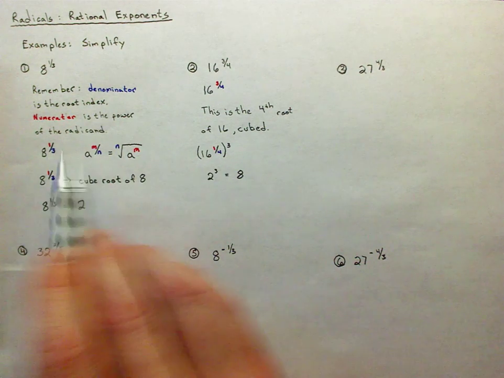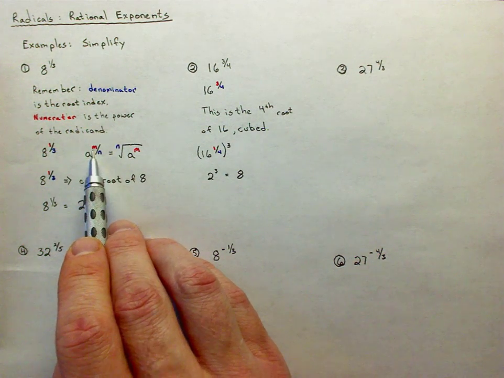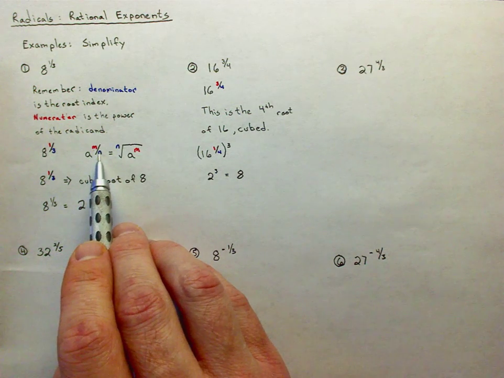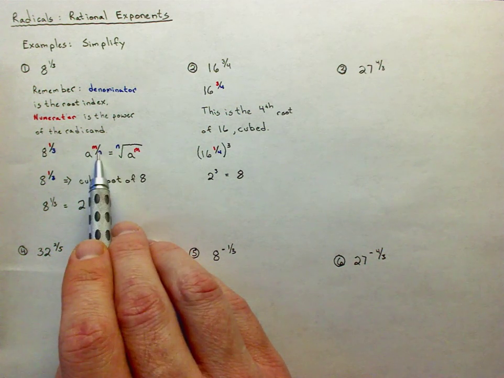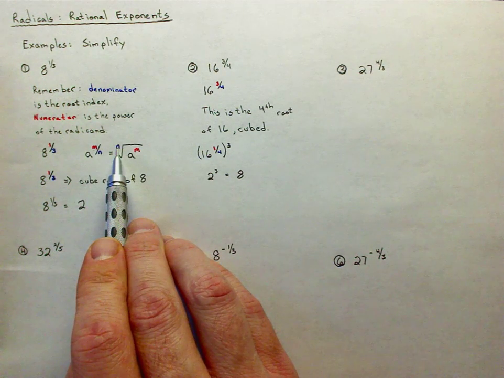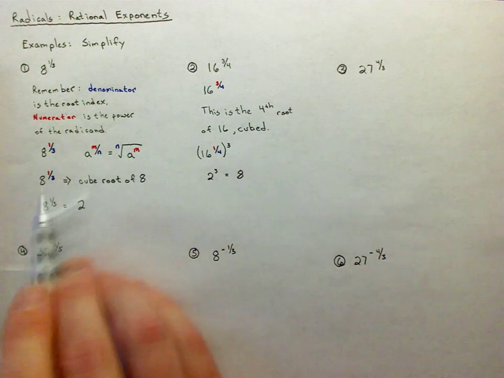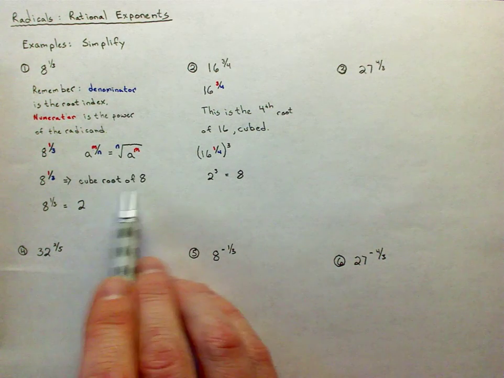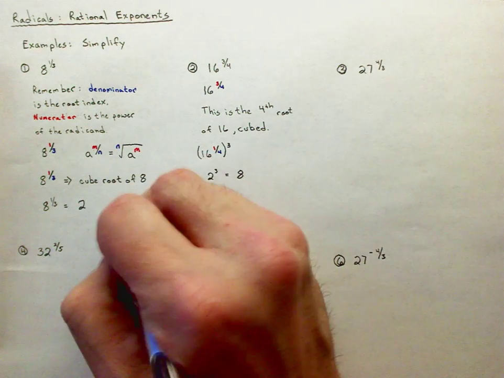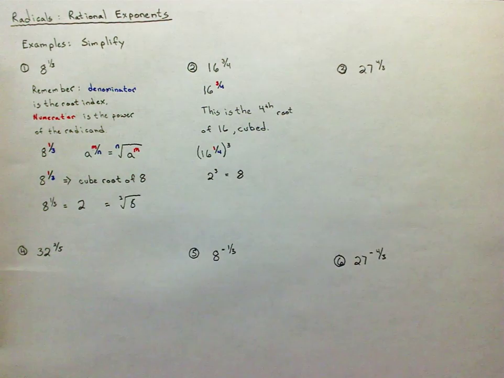So 8 to the 1/3, well, remember, a to the m over n, rational exponent. That's what it looks like. Root index, power of the radicand. So 8 to the 1/3 is simply the cube root of 8. The cube root of 8 is 2, meaning 2 times 2 times 2.